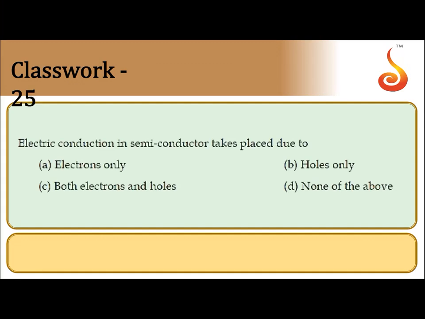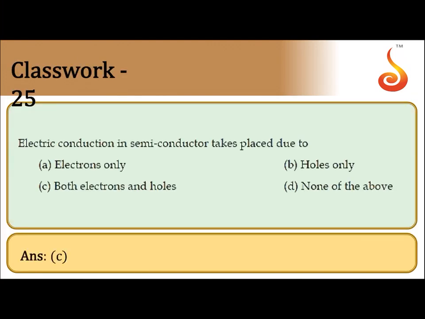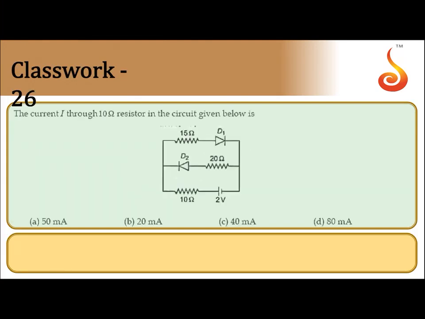Electric conduction in semiconductor takes place due to electrons only, holes only, both electrons and holes, none of the above. See, in case of semiconductors, the electrical conduction takes place due to both electrons as well as holes. Both are equally contributing. So it should be option C. Moving on to next one.